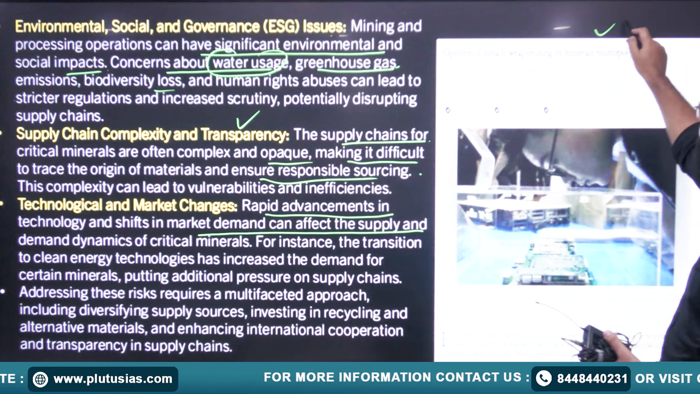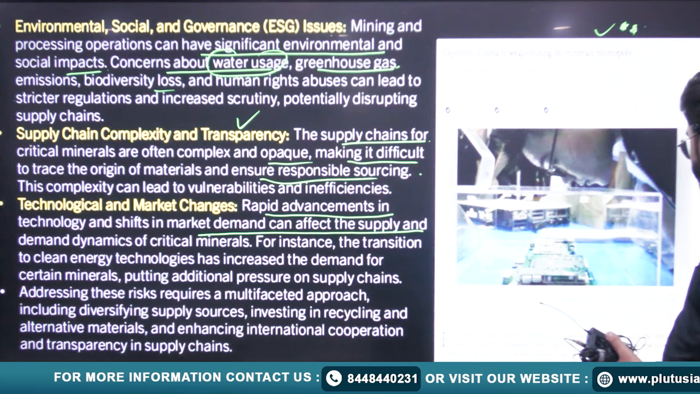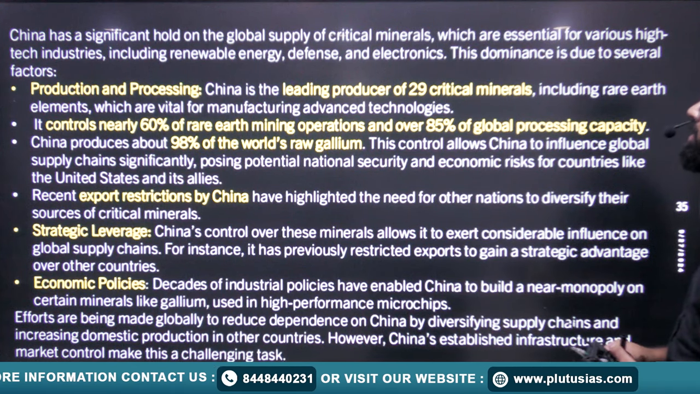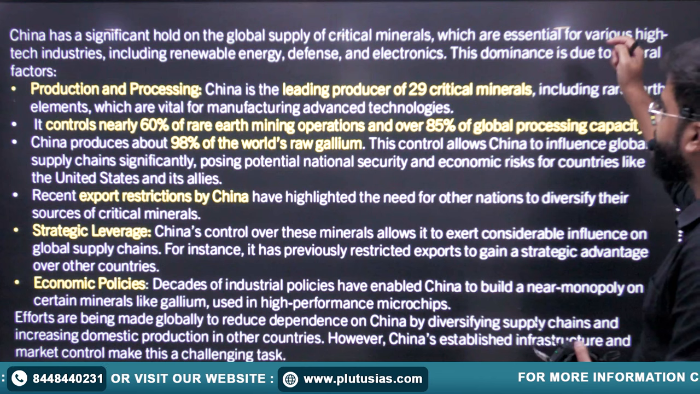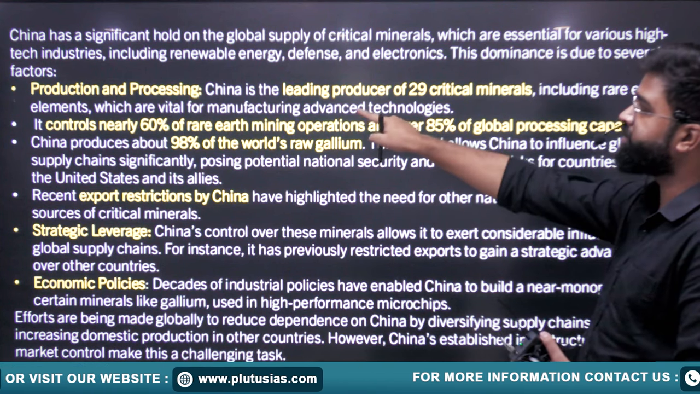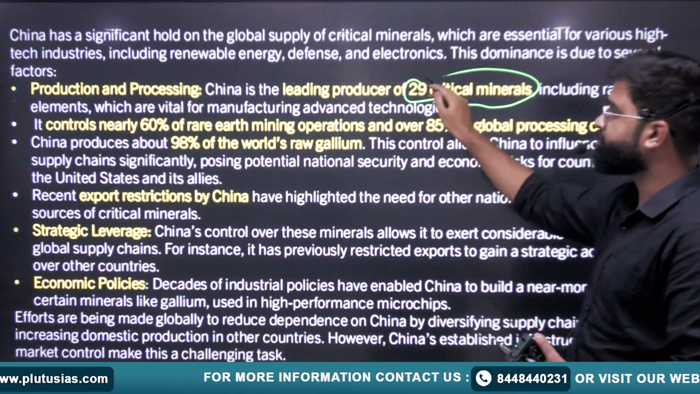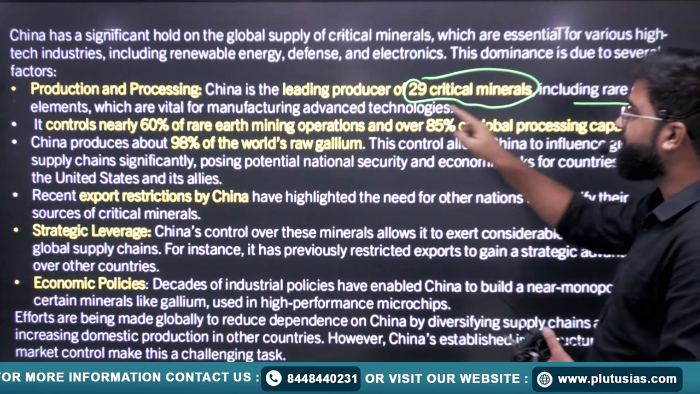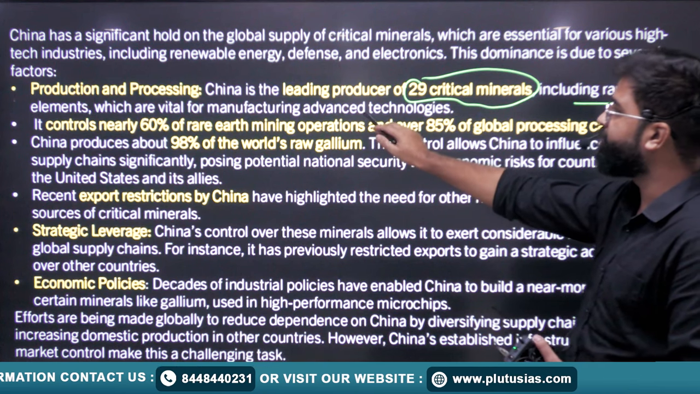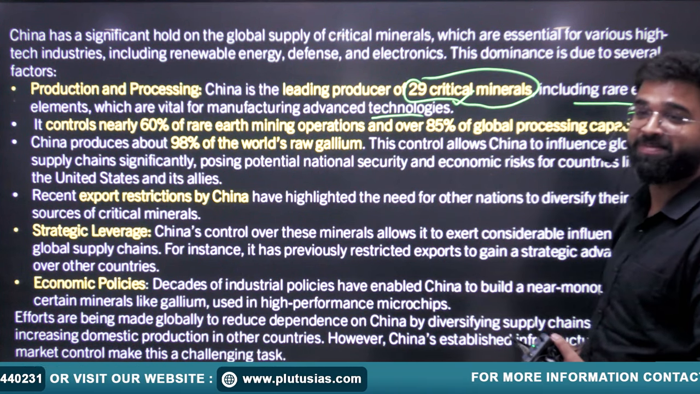Opinion: China is weaponizing its mineral monopoly. Such articles are very much in the news. China has a significant hold on the global supply of critical minerals. What is it? Look at production and processing. China is the leading producer of 29 critical minerals, including rare earth elements, which are vital for manufacturing and advanced technology. It controls how much?